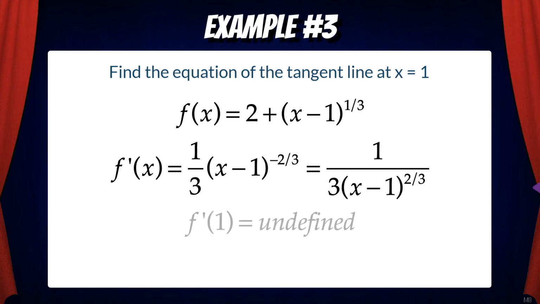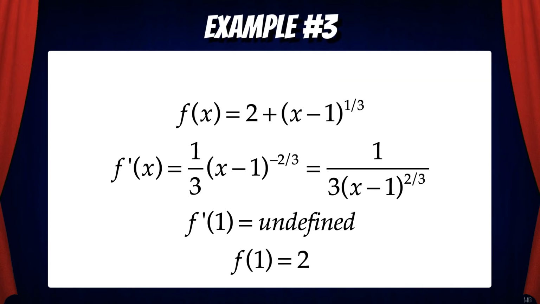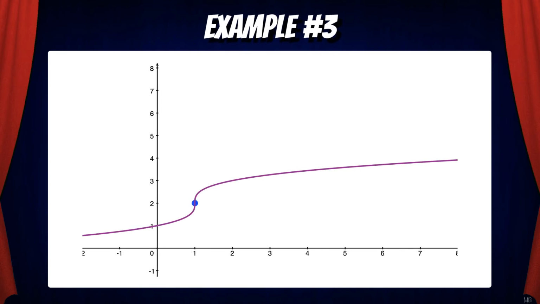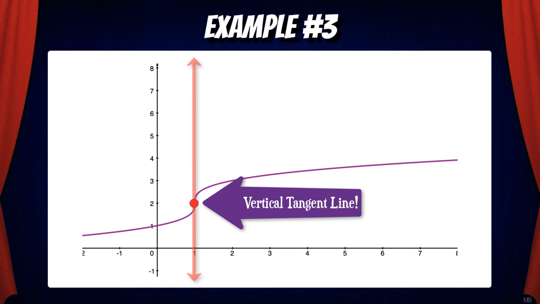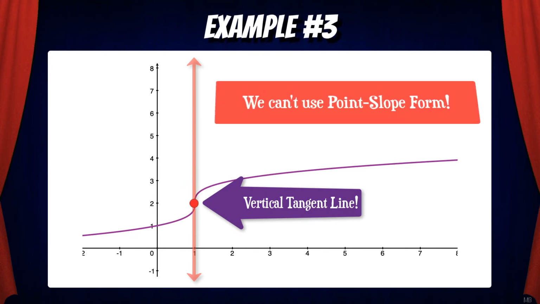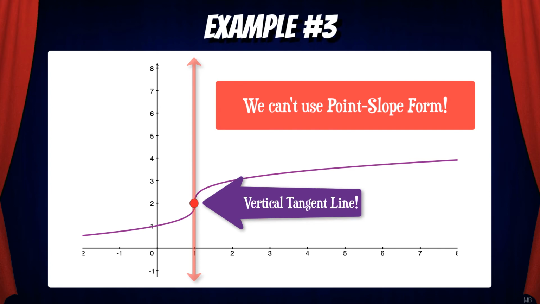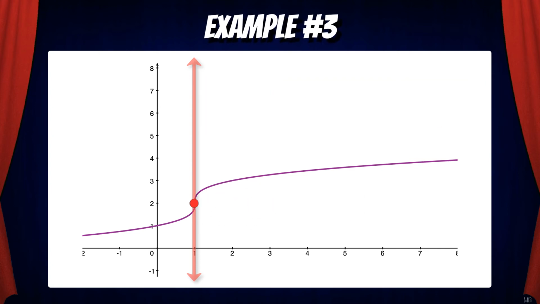But notice that f prime of 1 is undefined because the denominator is 0 when 1 is plugged in. However, the function is continuous at x equals 1 because f of 1 equals 2. So what's going on here with this function? Well, here's a graph of the function. Notice at x equals 1, there's a vertical tangent. Since we have a vertical tangent line, we can't use the point-slope form to write the equation of the tangent line. So in this case, the equation of the vertical tangent line is x equals 1.